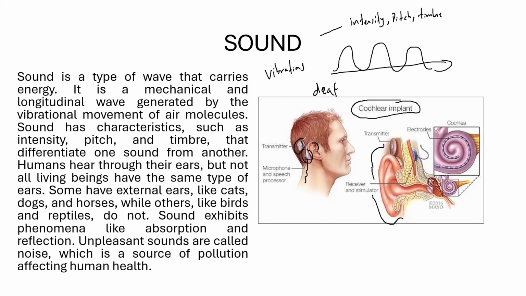So this transmitter, as its name says, will transmit those waves to the middle ear, right? And an electrode array, which is a group of electrodes that collects the impulses from the stimulator and sends them to different regions of the auditory nerve, right?